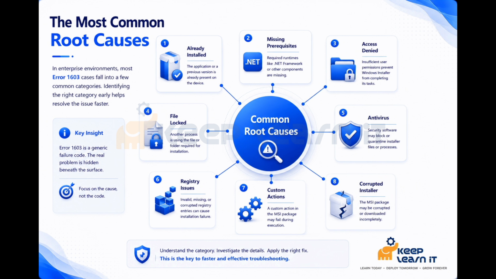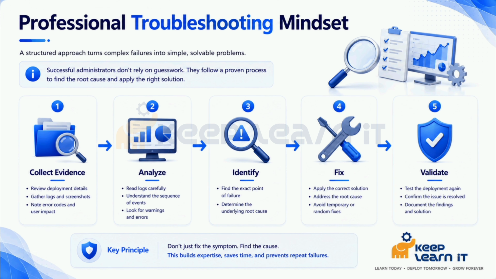In enterprise environments, the majority of Error 16.3 cases fall into a few common categories. The application may already exist on the device. Required runtimes may be missing. Another process may be locking files. Antivirus software may interfere with installation, or permissions may prevent Windows Installer from completing its tasks. Understanding these categories helps narrow the investigation much faster. Successful administrators don't rely on guesswork.